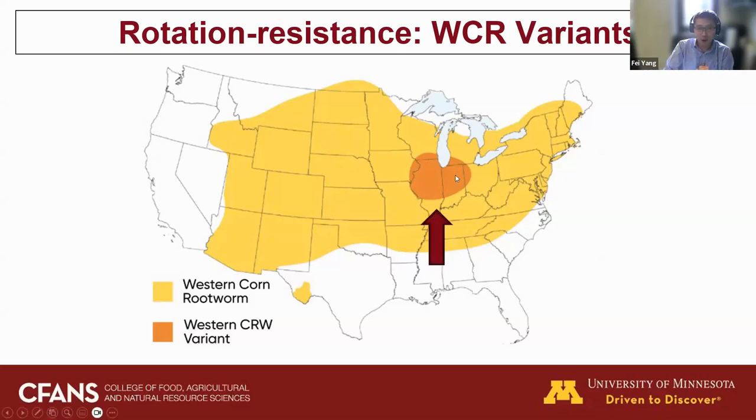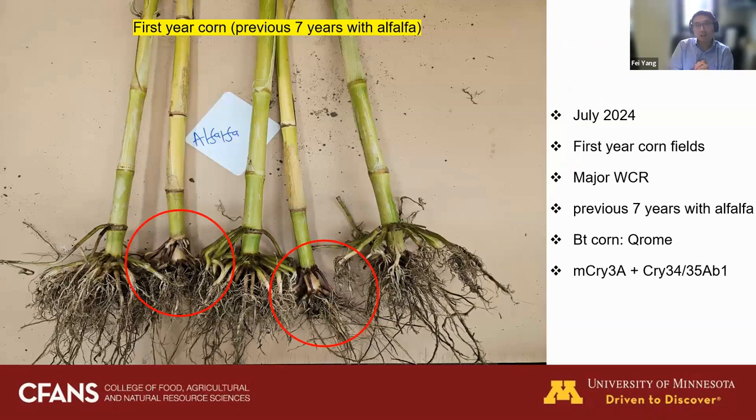And if you focus on the orange map here, these are, as I mentioned before, variants. That means these Western corn rootworm populations can lay eggs on non-corn hosts during the growing season. This variant has been reported in Indiana, Illinois, and Iowa, as well as in some areas of Wisconsin and Michigan. And it has never been reported before in Minnesota. However, things are changing right now.